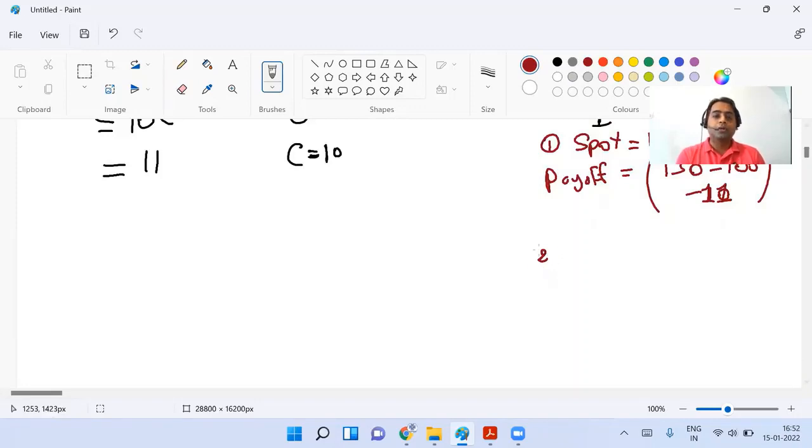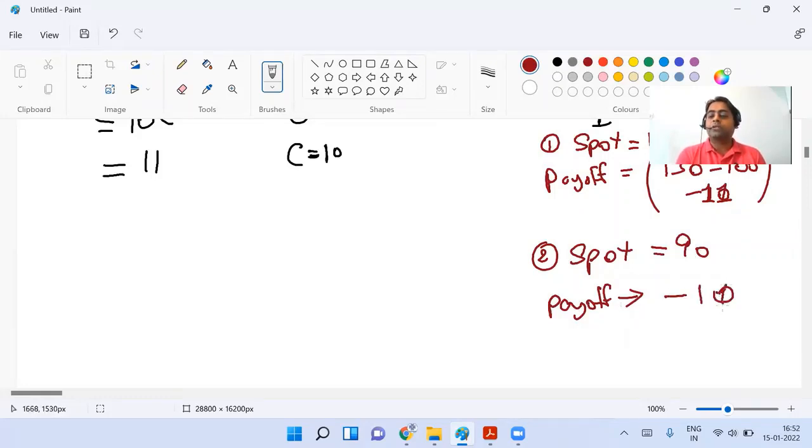Now, if I look at the other example, suppose the second situation is that the spot is at, for example, 90. In that case, we are out of the money, and the payoff is going to be negative 11. Why negative 11? Because your option is out of the money, so you still have to pay the premium, right? The only difference is you're not paying at the start, you're paying at the end. So negative 11 is the answer. Is everybody okay with this example with the numbers? Clear?